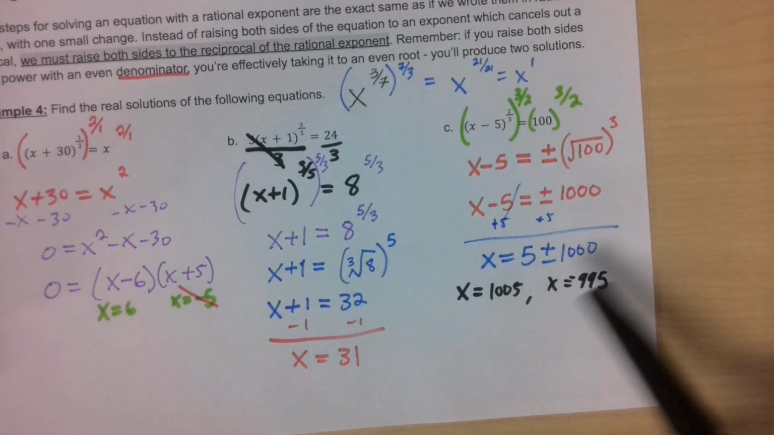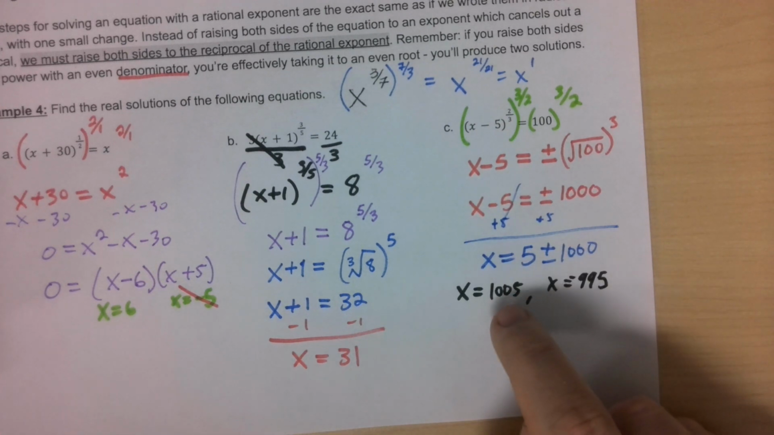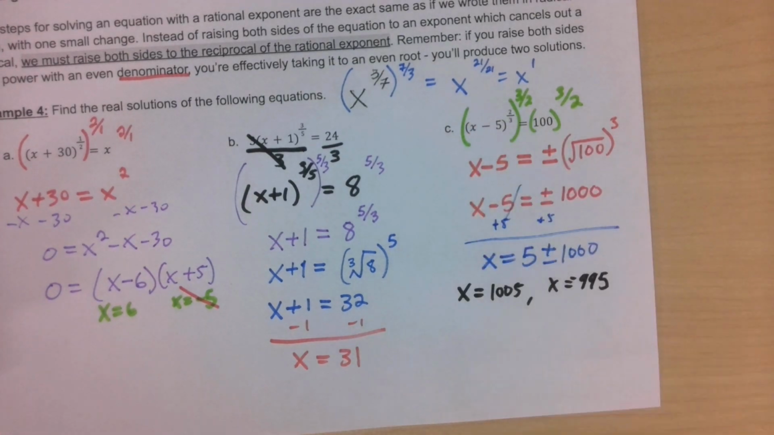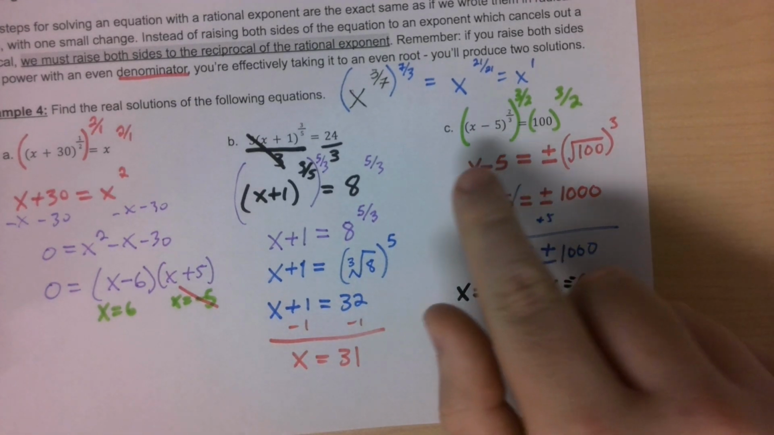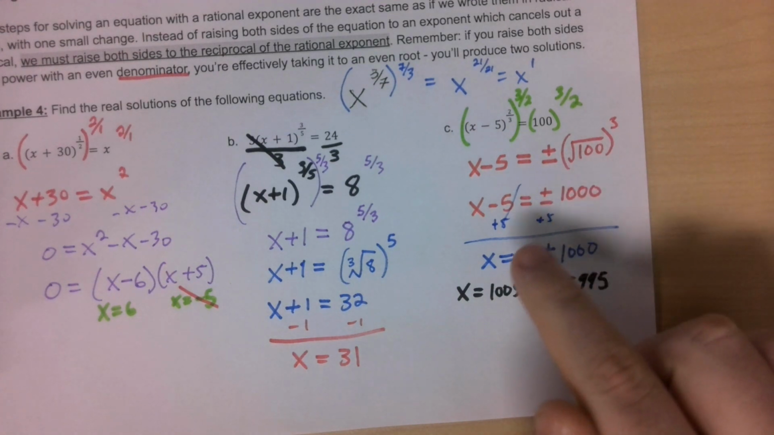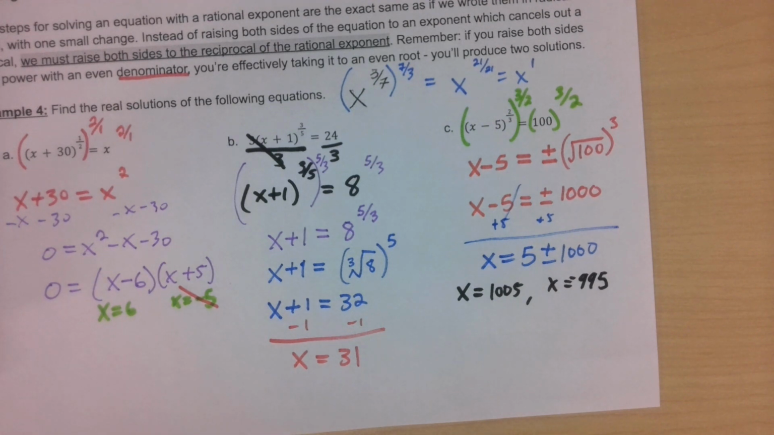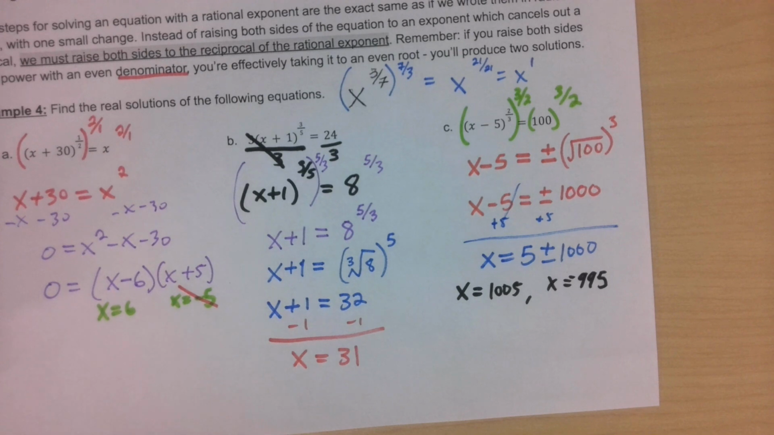If you were to plug both of these in, we have to find out what's extraneous or not. If you plug in 1,005 here, that's 1,000 to the 2/3 power. That does equal 100, so we're good there. If we plug in negative 995 minus 5 is negative 1,000. Negative 1,000 to the 2/3 power. Hang on a second. That one is also going to be positive 100. So both of these are solutions. We don't have extraneous because both of them work.